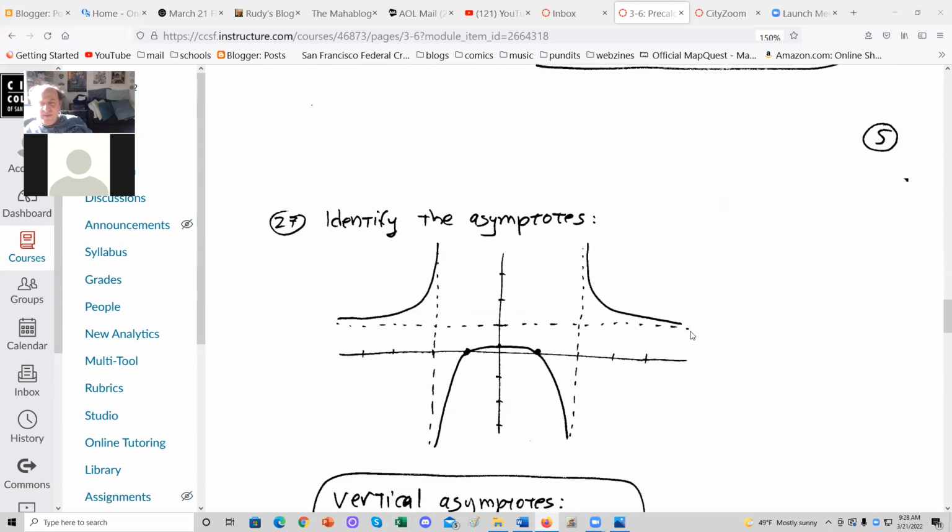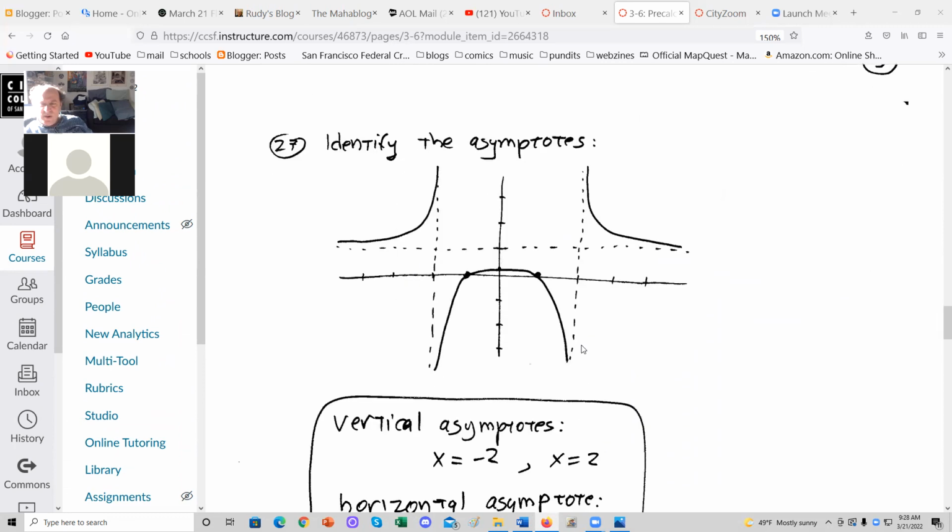If you have a graph, identify the asymptotes. Here, there's one vertical asymptote, where x equals -2. Here's another vertical asymptote, where x equals +2. And the horizontal asymptote is this one, where y equals +1.